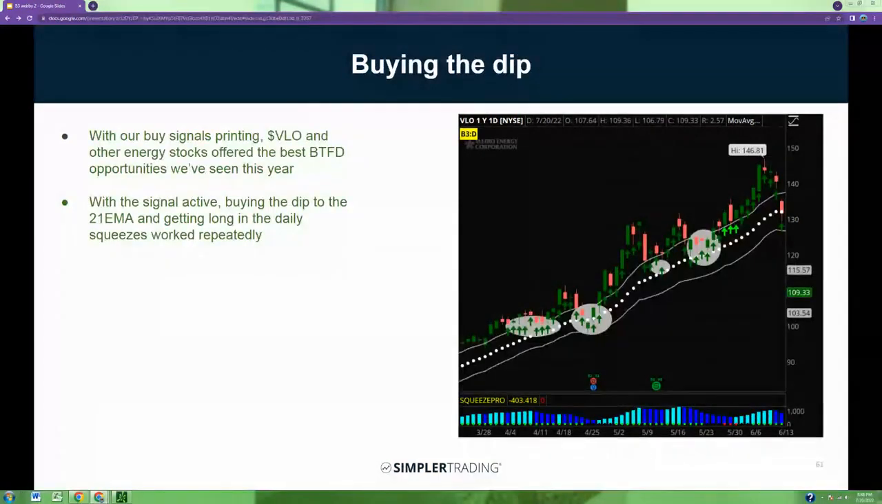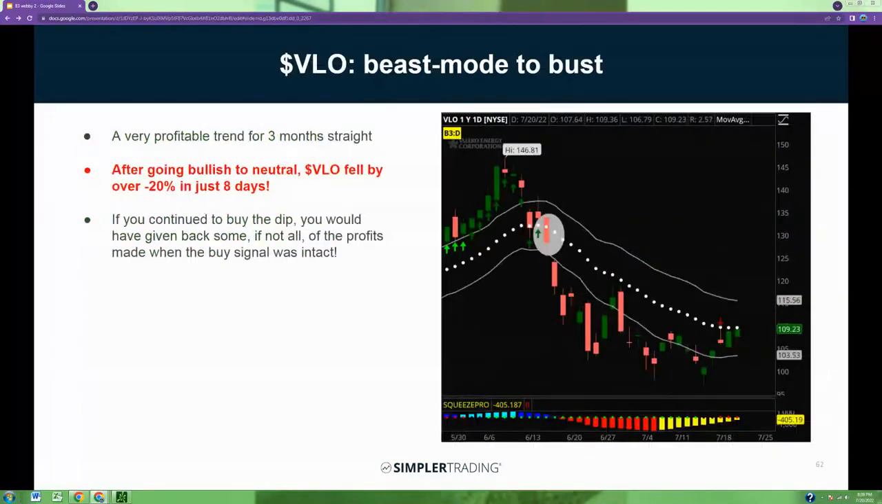Same thing with Valero. With that daily buy signal, Valero, all the other energy stocks, they offered, I think, the best buy the dip opportunities that we've seen in the entire market this year. Right? So it's that easy, guys. Find your buy signal, get aggressive, and then stop. Stop everything as soon as that buy signal disappears.